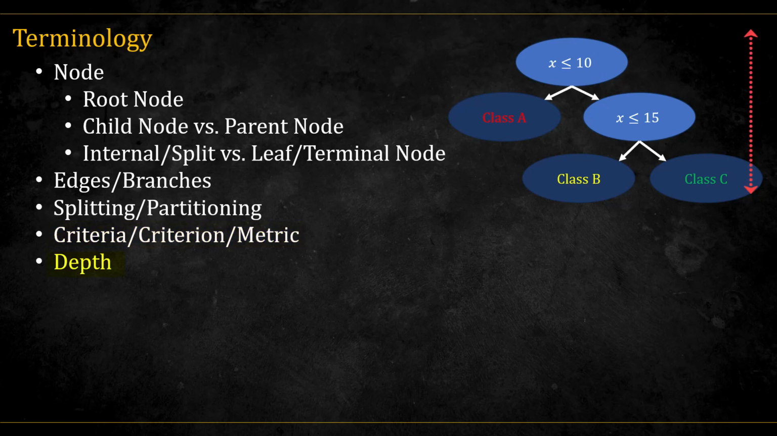The depth of the tree is the number of levels it has. If we start counting the root node as 1 and we also include the leaf nodes, then this tree has a depth of 3.